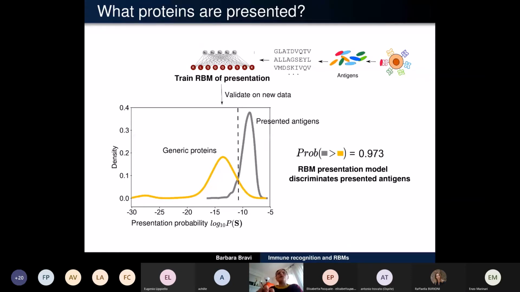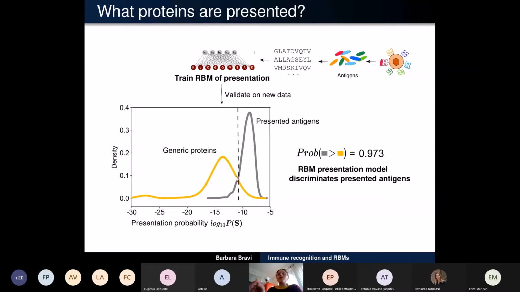That is assigned to new sequences as a probabilistic score that is able to discriminate presented antigens from generic short proteins that are typically non-presentable because they do not have the right composition in terms of amino acids to bind to the presenting HLA proteins. And here I quantify this ability to discriminate presented antigens and generic proteins in terms of the probability that the model assigns higher scores to the presented antigens than to the generic ones. And as we see, the performance is excellent because this value is close to the maximal one.